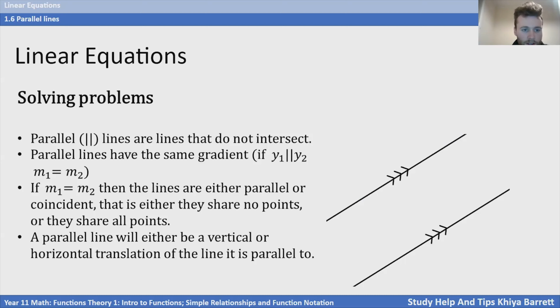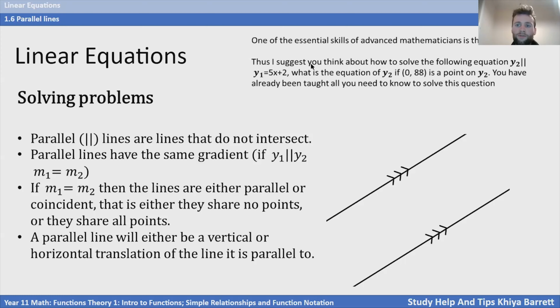If the gradients m1 equals m2, then the lines are either parallel or coincident. Now, coincident means that they are literally the same line. So what this is saying is that they will either never meet or they have to be the same line. That is the only two ways that they can be parallel. Now, a parallel line will either be a vertical or horizontal translation of the line that it is parallel to. So if you imagine here 2 lines, well, this is just one line, and then you're going to translate it vertically, or you can translate it horizontally. And there you go.